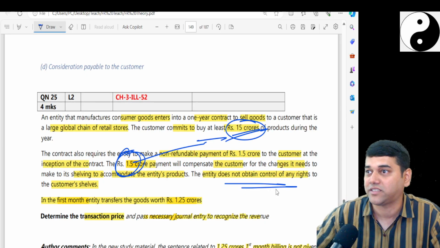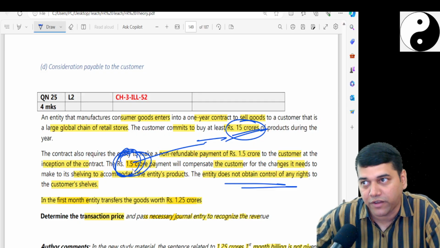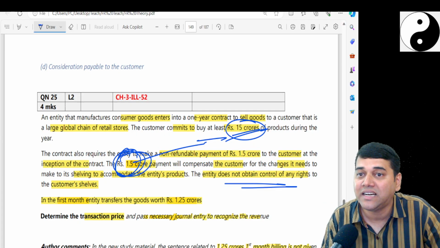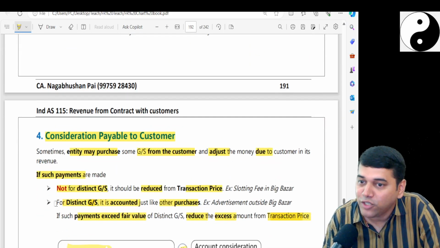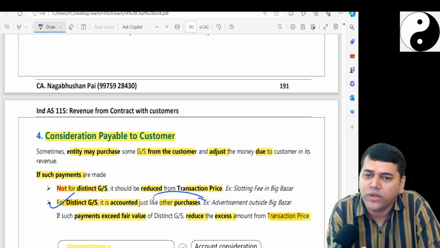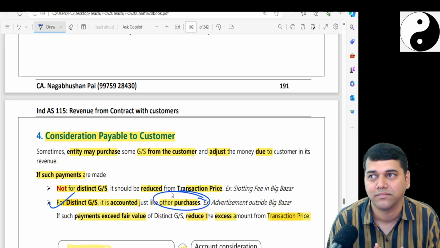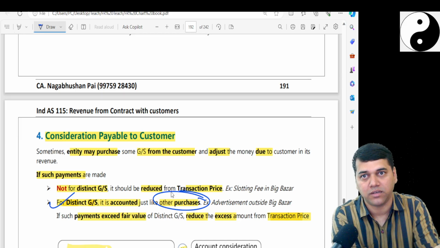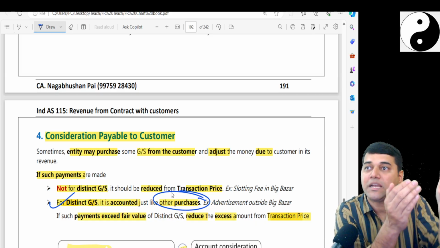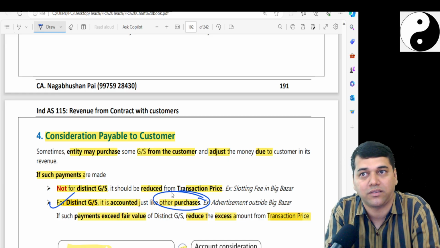That's a separate transaction. If you get the right over this 1.5 crore worth, whatever you paid, then what you paid is for a distinct goods and service. If it is a distinct goods and service, you account for it like any other purchases. Don't adjust it with the transaction price. What you paid to the customer is for a distinct goods, then you account for that payment as a separate transaction. Don't adjust with the transaction price.